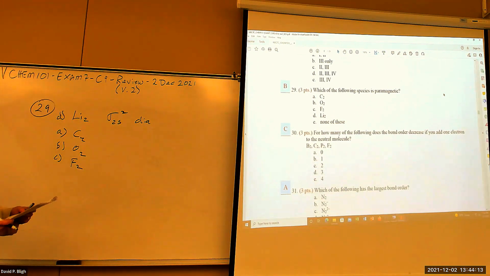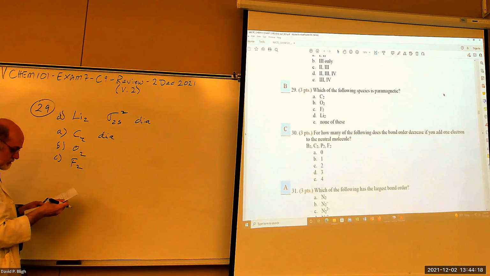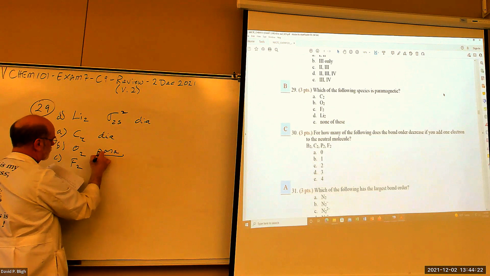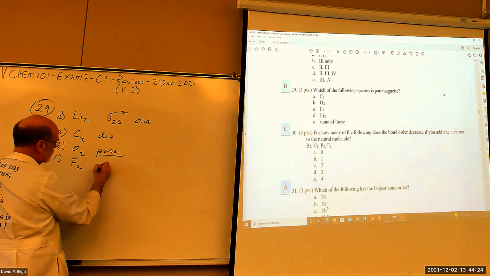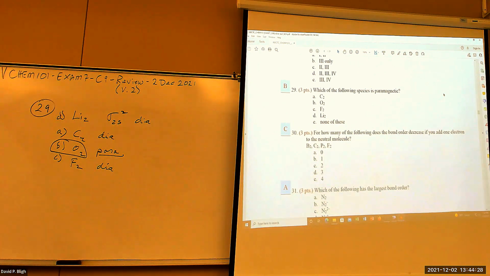So if you look at carbon, carbon's got all paired. That's diamagnetic. Oxygen, unpaired. That's paramagnetic. And fluorine is all paired, so it's that. So oxygen, B, is the only one that's paramagnetic out of this group. Okay.